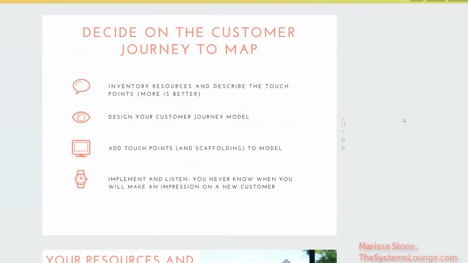The next thing you're going to do is decide on what your customer journey map is going to look like. Do you have a spiral customer journey? Do you have a sine wave? Do you have a jagged journey? What does yours look like? And then you're going to inventory all these resources and describe all the touch points. Now, in this step, more is actually better, because although you may not use them all, you want them all in one place when you're designing the customer journey.